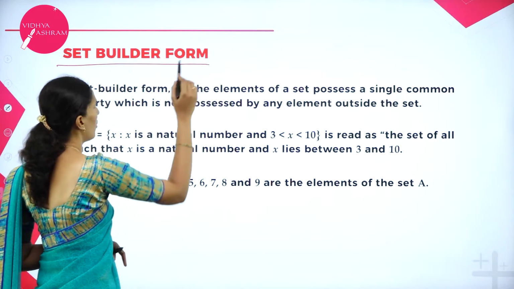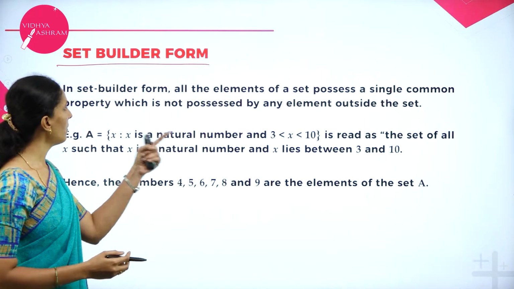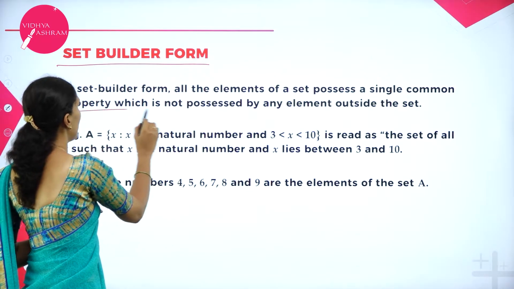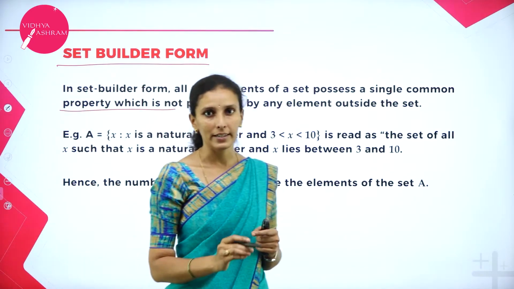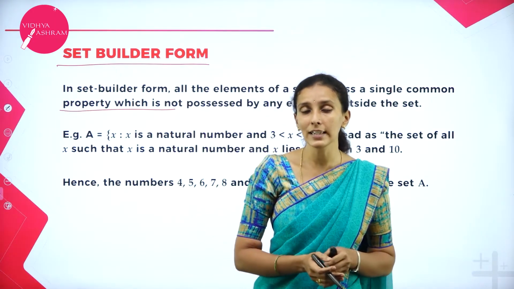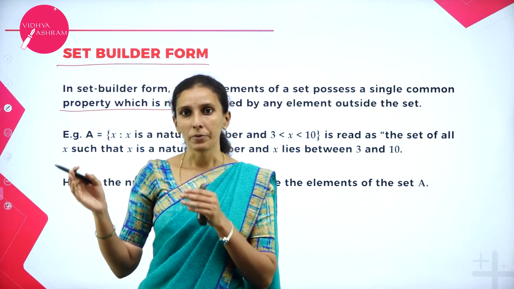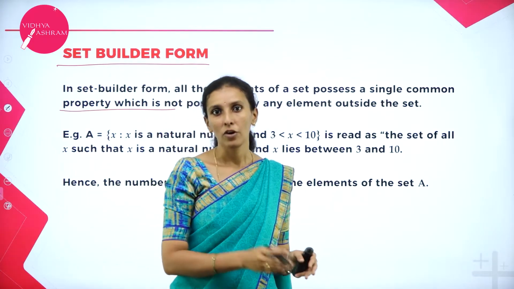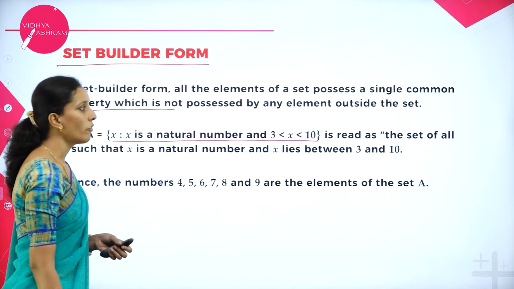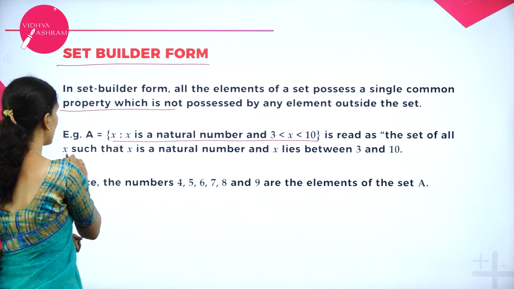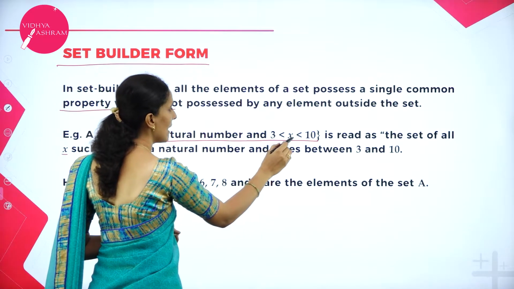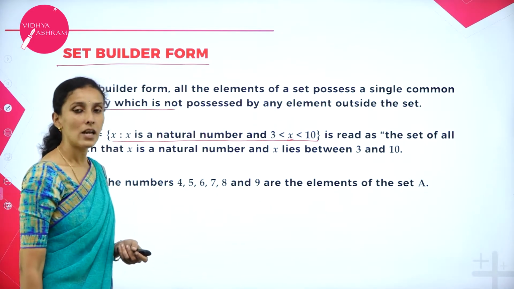Next is the set builder form. In set builder form, the elements share a single property. Here the elements are not listed using commas or written inside the flower brackets. Here only the property of the set is described. For example, here is an example. X is a, so how will we read this? The set of all X such that X is a natural number and X lies between 3 and 10. This is how we read it.